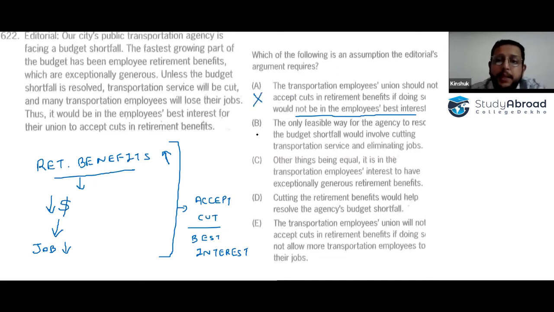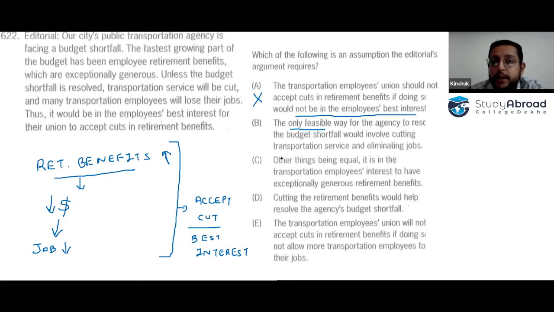Then next B, answer choice B says only feasible way for the agency to resolve the budget shortfall would involve cutting transportation service and eliminating jobs. So now in this answer choice, what are they saying? That there is a solution, right? And what is that one solution? That you have to cut the transportation service and eliminate the jobs. Only then can you resolve the shortfall.